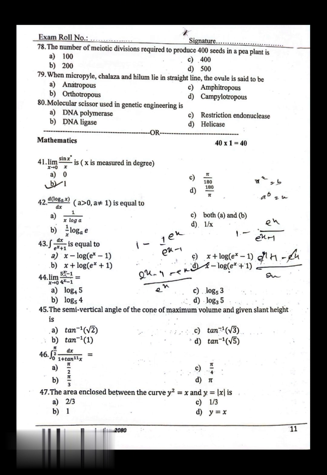Mathematics. Max 40 into 1 equal to 40. 41. Limit x tends to 0 of sin x degree upon x, where x is measured in degrees, is A. 0, B. 1, C. Pi upon 180, D. 180 upon pi.